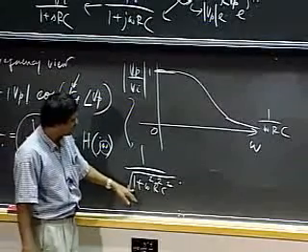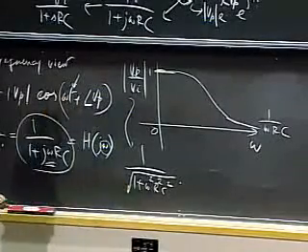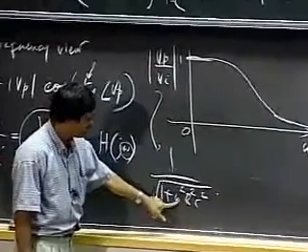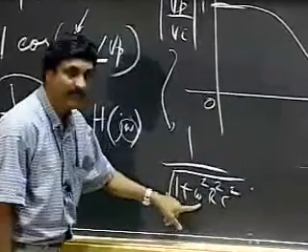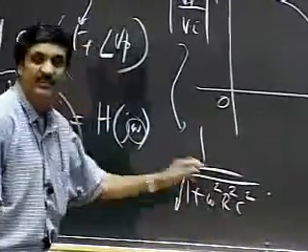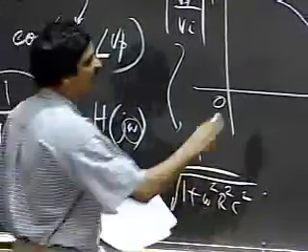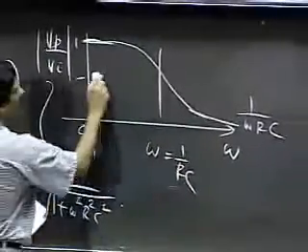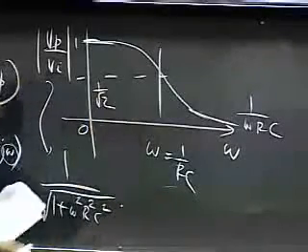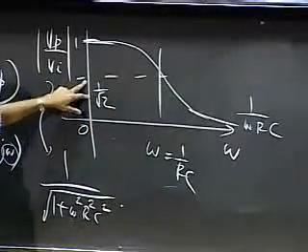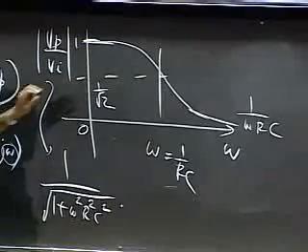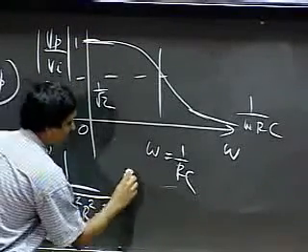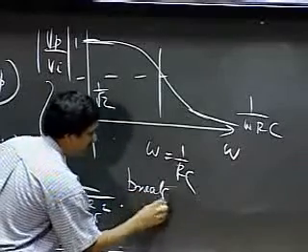Notice that when omega equals 1 by RC, the denominator becomes square root of 2, so the magnitude is 1 by square root of 2. Somewhere here, when omega equals 1 by RC, the output is 1 by square root 2 times the input. It's an interesting point, and this is called the break frequency.